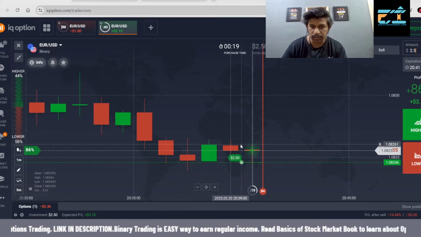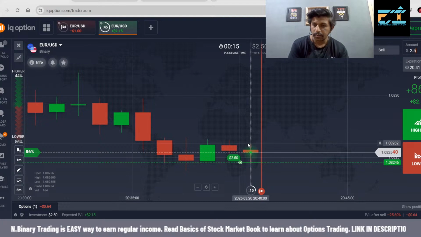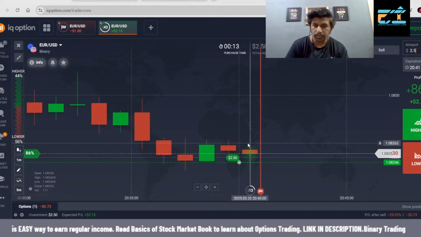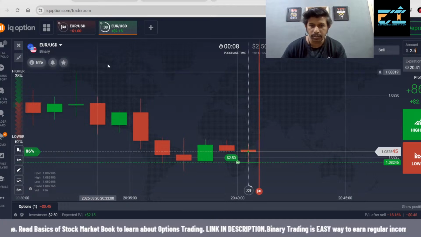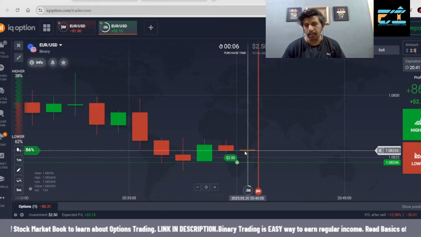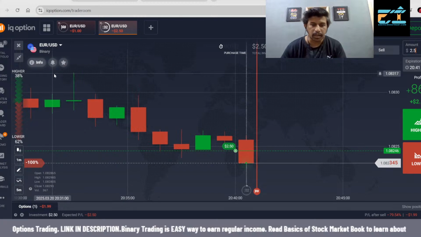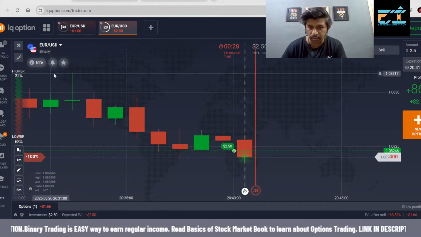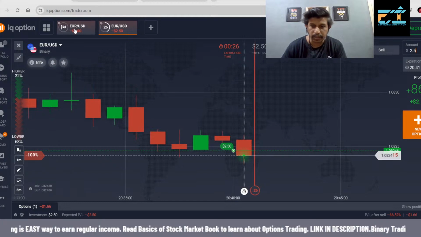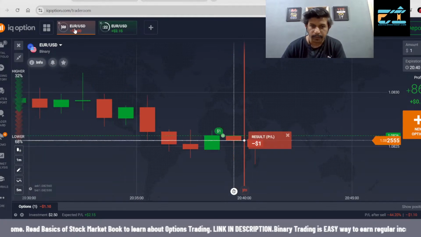So this is the second trade which I am taking. Okay. So if it actually doesn't close in green, we'll be taking another trade again. Oh my God. It is just taking it to the next level. Red is just boggling the trade.